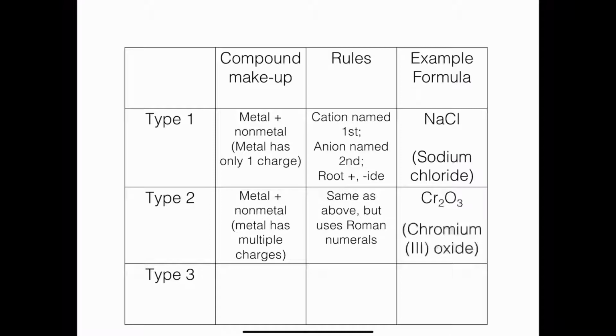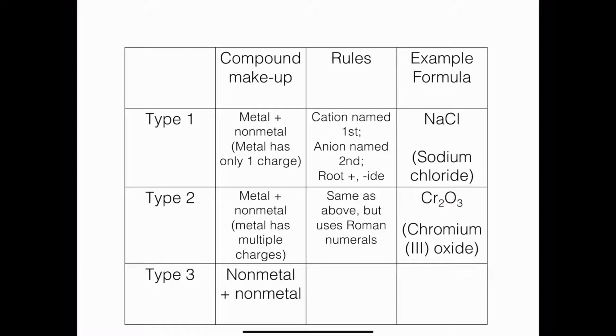I need to indicate the charge on the cation, but remember, first we need to find the charge on the cation. So in this case, we could look at it like a reverse crisscross. The 3 becomes the charge on chromium, the 2 becomes the charge on oxygen. Therefore, the name of this compound is chromium(III) oxide.